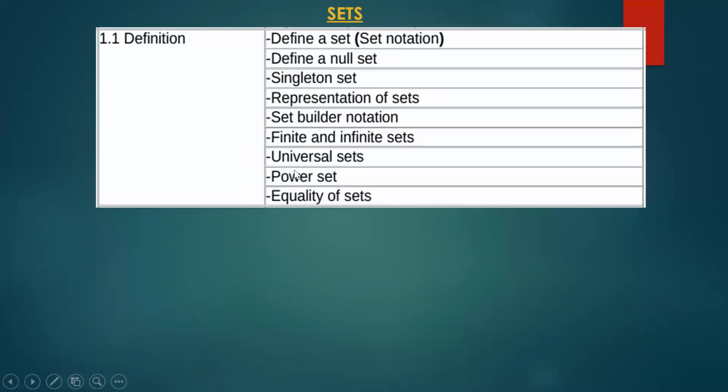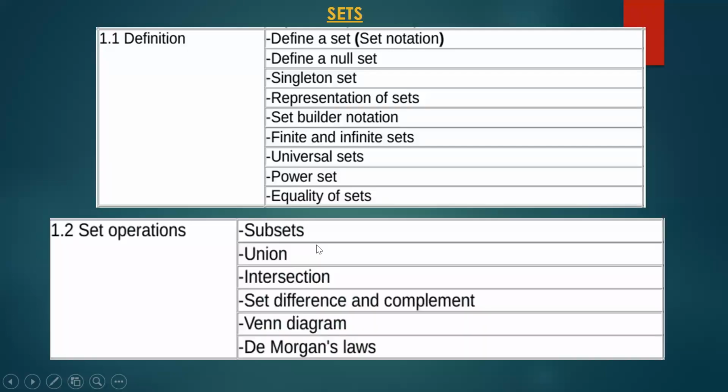Then we'll also look at the set operations like the subset, union, intersection, the set difference and complement, then the Venn diagram, and then De Morgan's laws. These are the things that we're going to discuss tonight. Like I said, we first start with the definition of a set. A set is a well-defined collection of distinct objects.